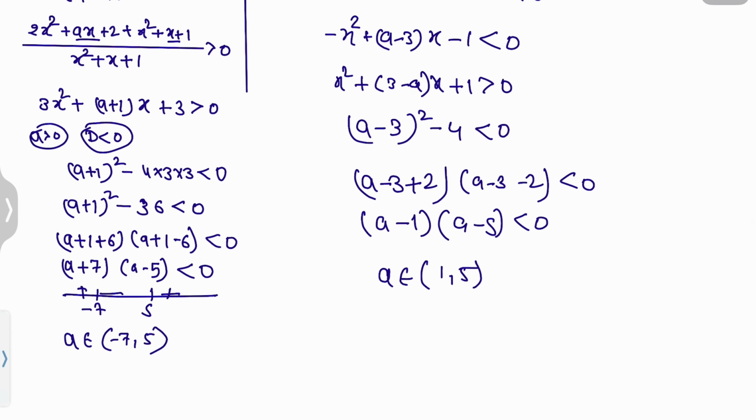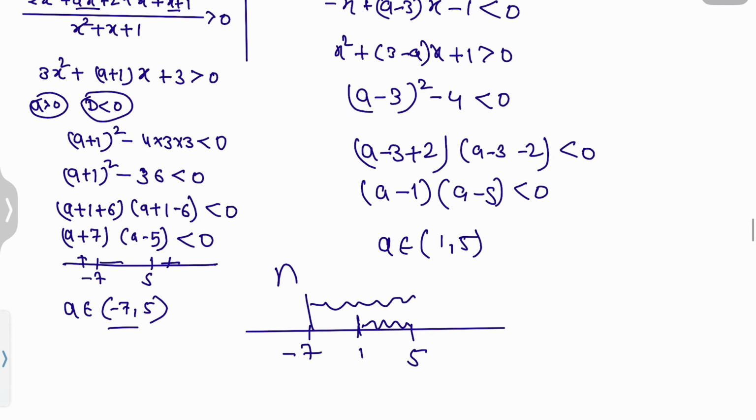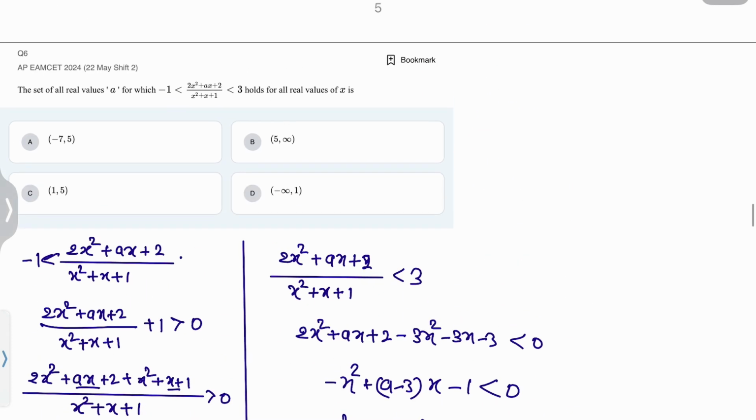So intersect the ranges minus 7 to 5 and 1 to 5, so only intersect that. The meaning is like this: according to this one, this is the region, and according to this one, this is the region. So the common region is 1 to 5. So a belongs to 1 to 5 is the answer. Check your options. Your option 1 to 5 is the C option.